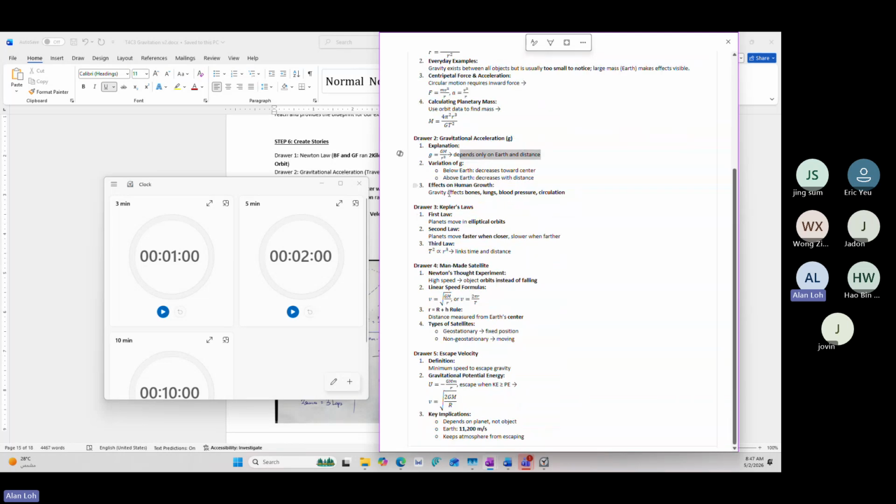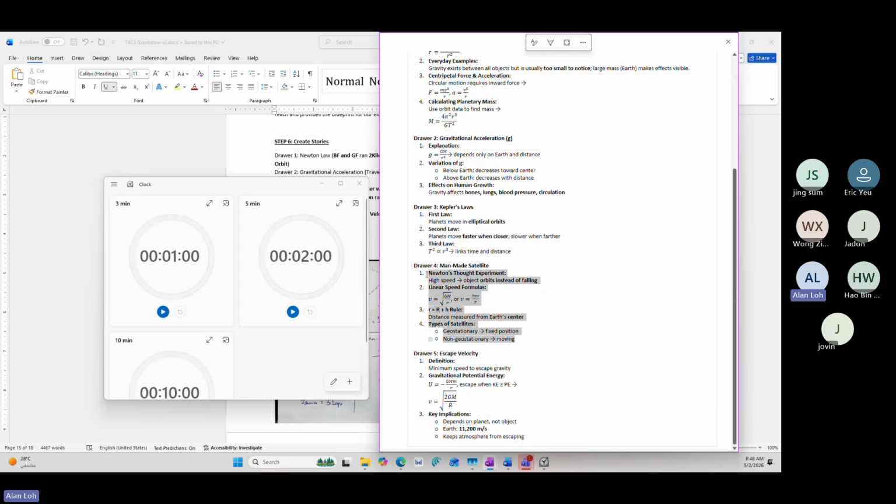Then how it is going to affect human growth or the human body, how the gravitational acceleration, the g, is going to affect. We're going to know it later. Then Kepler's law, you have 3 laws. That's all you need to know. If you know what the first law, second law, and third law are, then it's excellent. But if you don't, it's fine.